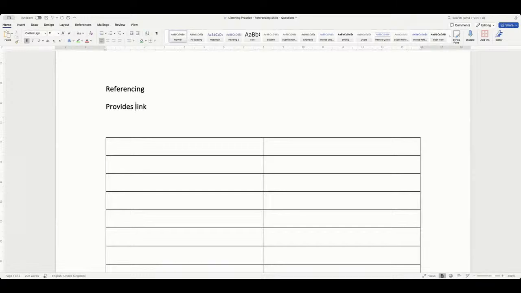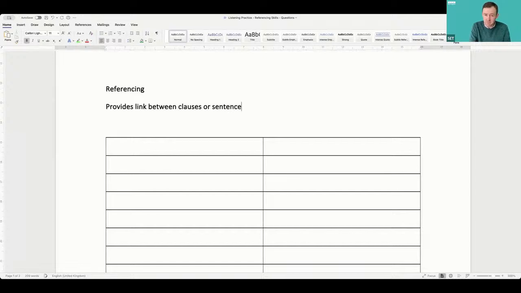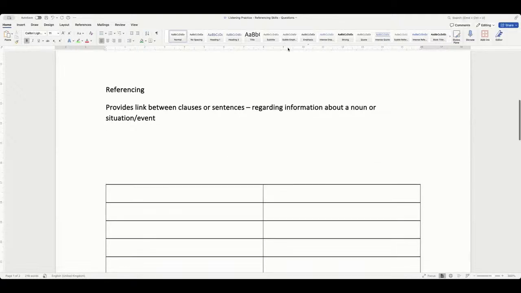But if you're thinking it's a link, then you must think that there are two things that it's linking. So what are the two things that referencing links? For some evidence, some information. I would say it provides a link between clauses or sentences. Okay. Regarding information about a noun or a situation or event. Okay. That's what I'm thinking. Situation or event. Now, why am I saying that?